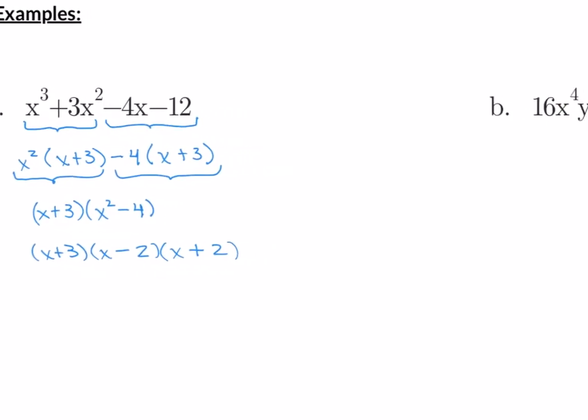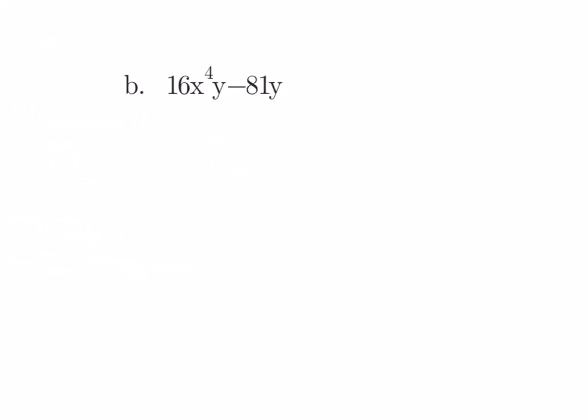All right, let's try one more. Example B. One of the first things I notice about this is both terms have a y. So I'm going to start by factoring that out. If we get rid of y from each term, I get 16x to the 4th minus 81.